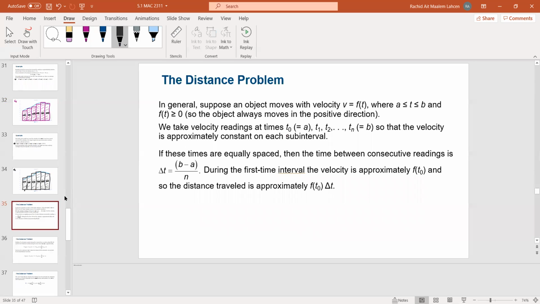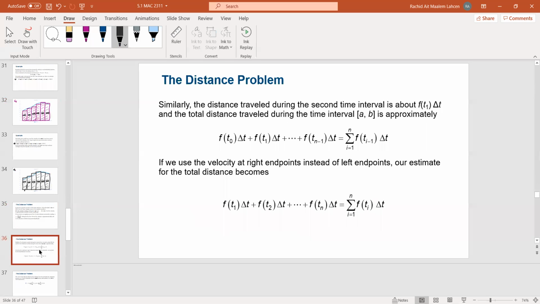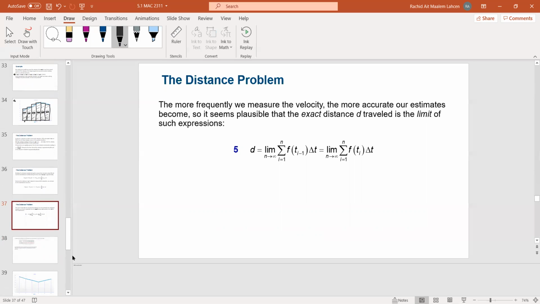So moving forward, we can use delta t equals b minus a over n, and we will see in the examples for the distance problem that we can use the left or the right. And of course, to get a true value, we can get that distance using the limit for the same operation that we did. We did the sum of these strips, and you take the limit, which means as many strips as possible, to get the true value of a distance.